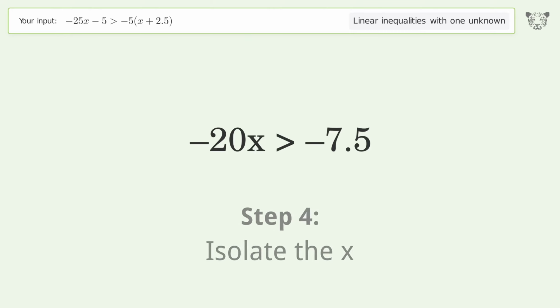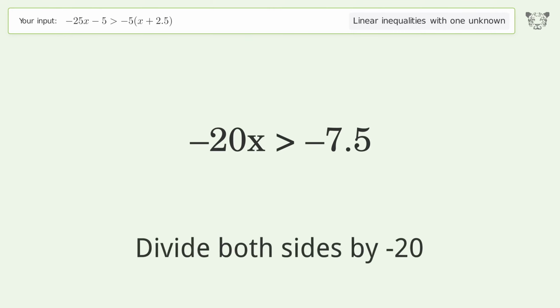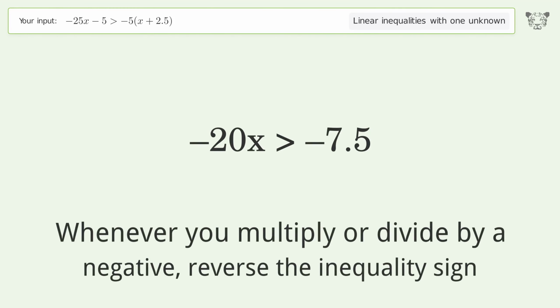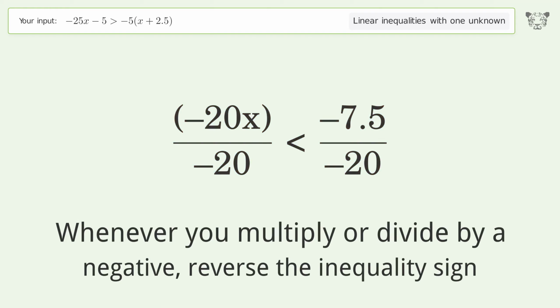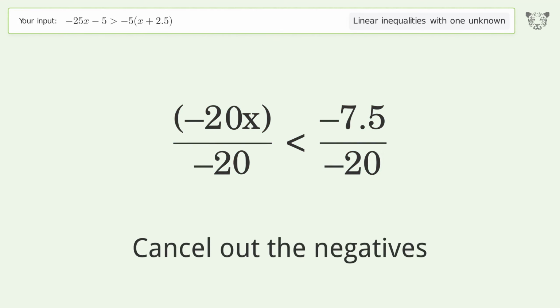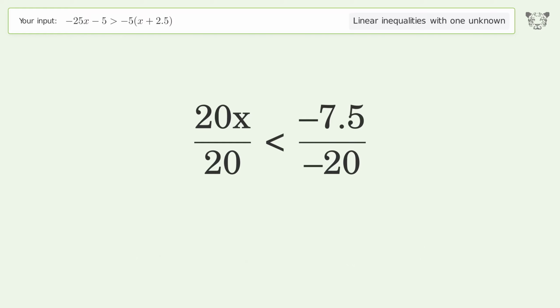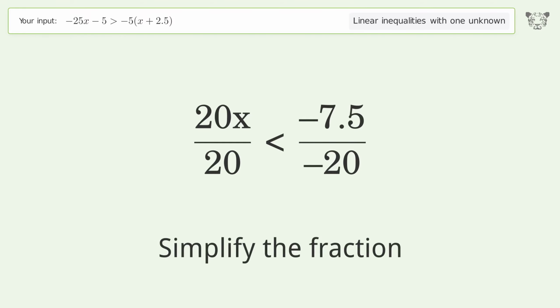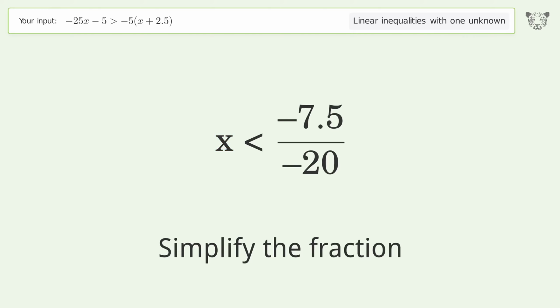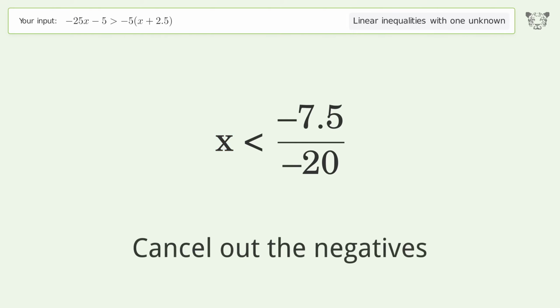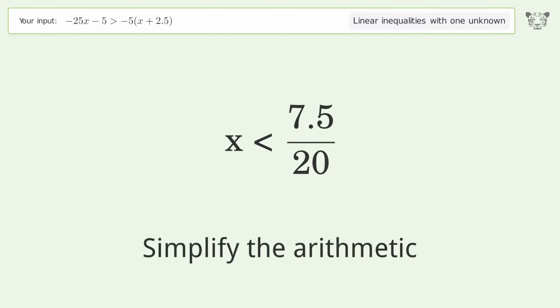Isolate the x. Divide both sides by -20. Whenever you multiply or divide by a negative, reverse the inequality sign. Cancel out the negatives. Simplify the fraction. Cancel out the negatives. Simplify the arithmetic.